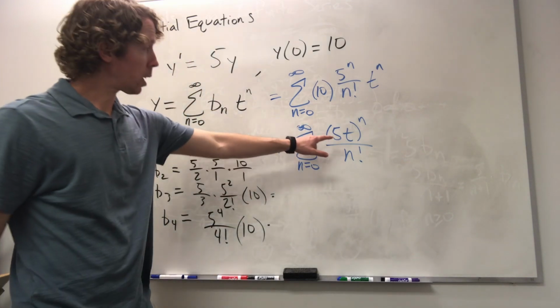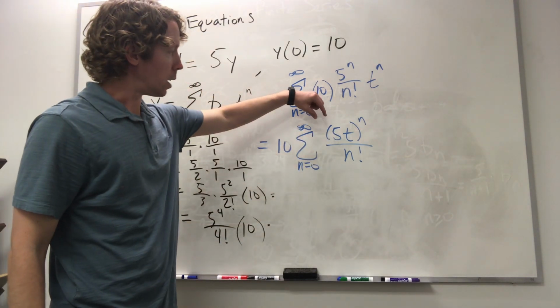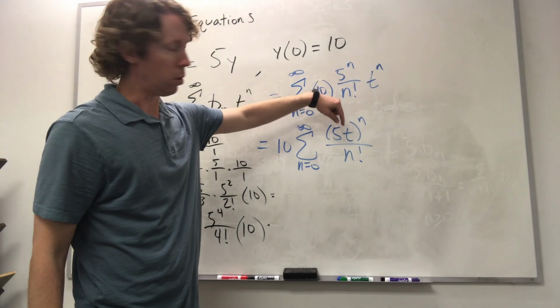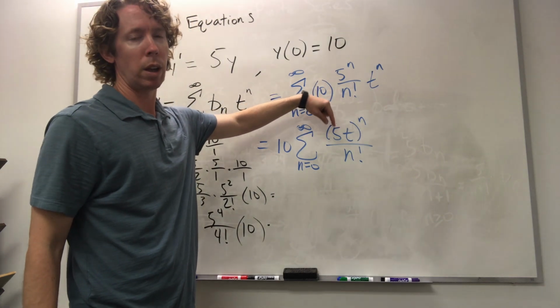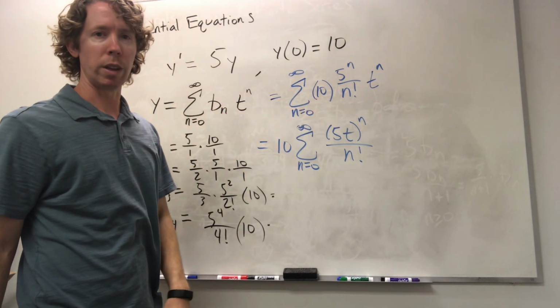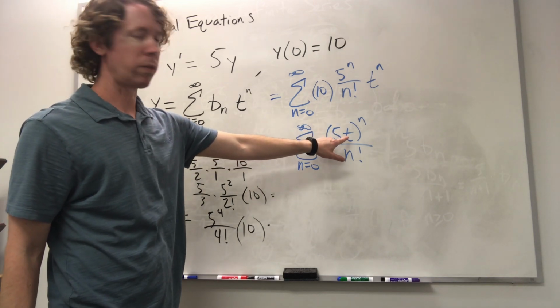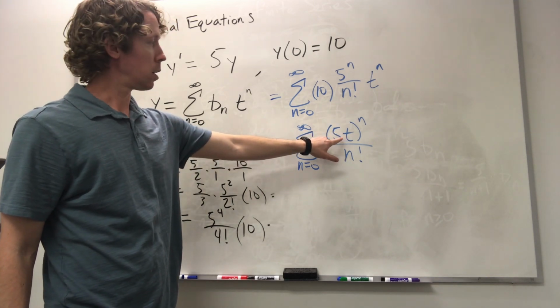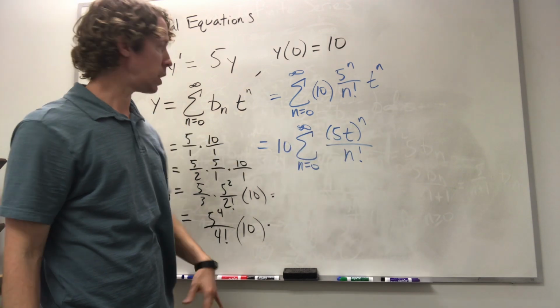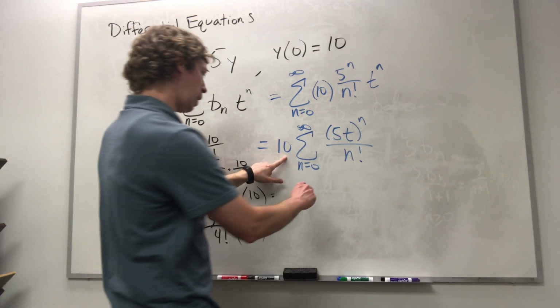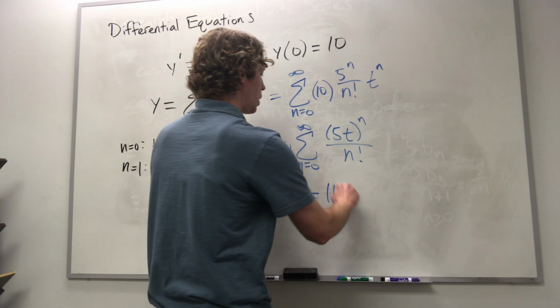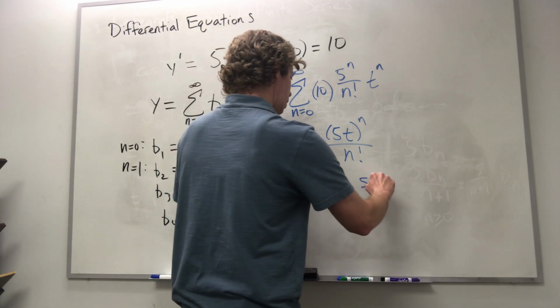And I recognize this. If I had t to the n over n factorial, or x to the n over n factorial, I recognize that series as e to the x. And if I replace the x with 5 times t, then that just gives me e to the 5t. And then I have 10 out in front. So this is the function 10 times e to the 5t.